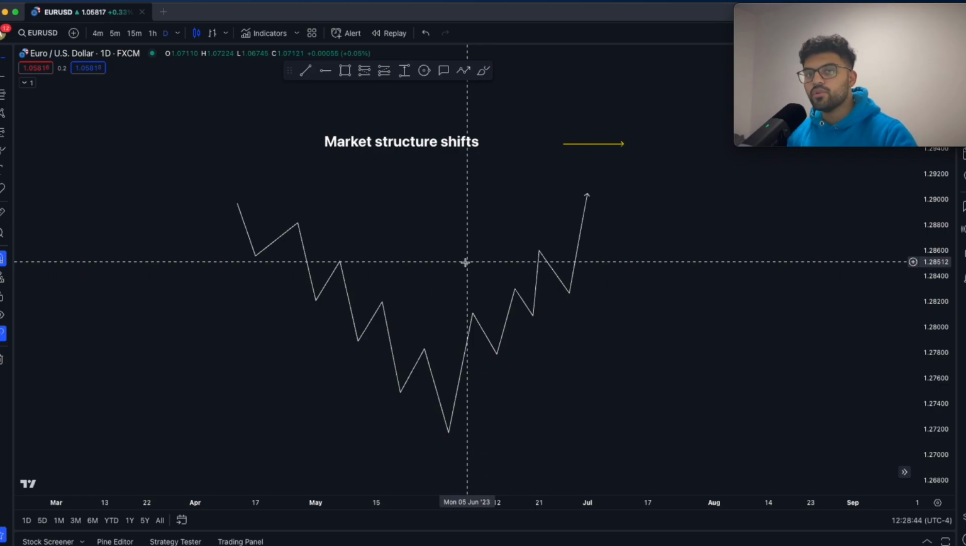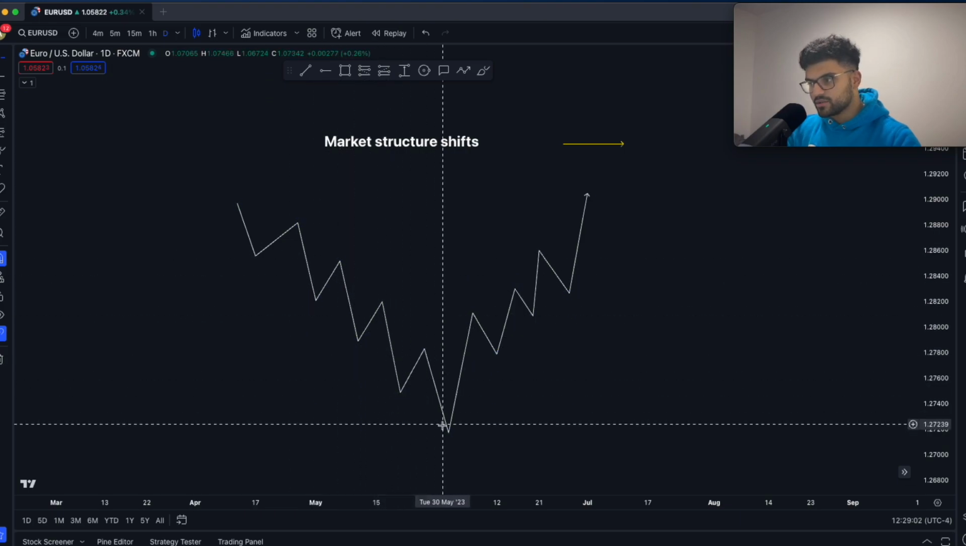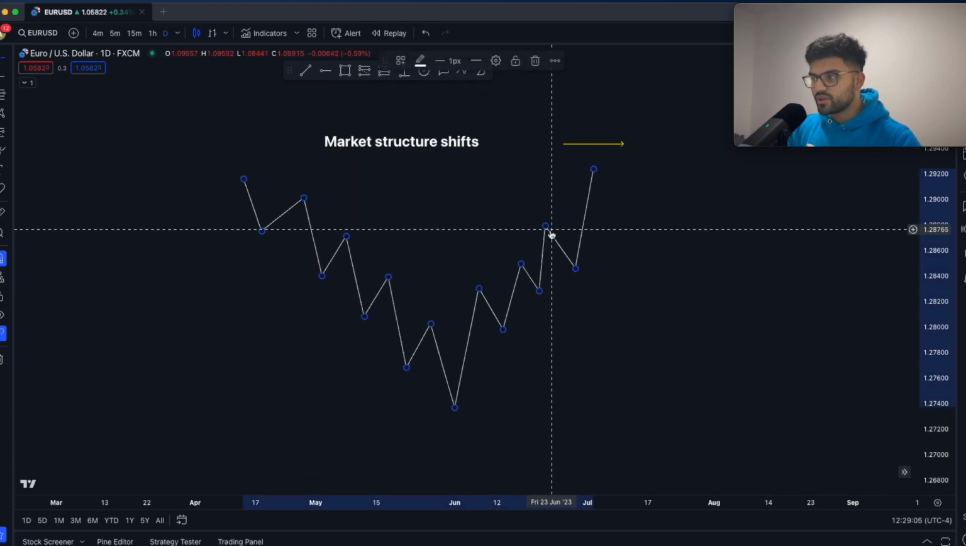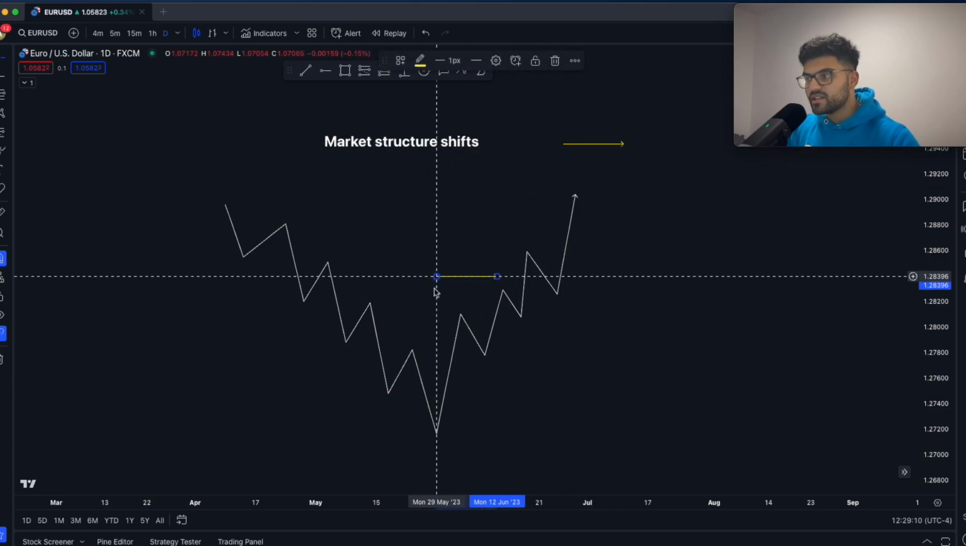But how do we know when the market actually shifts and when we're about to change trend? Because the trend doesn't always go on forever. It's not just constantly going to keep going down, down, down, right? There'll be a point where it switches the trend and it becomes bullish from a bearish trend. So as you can see, we're coming down, down, down, but it switches right here. And why does it switch? Because there is a market structure shift, a break in market structure.